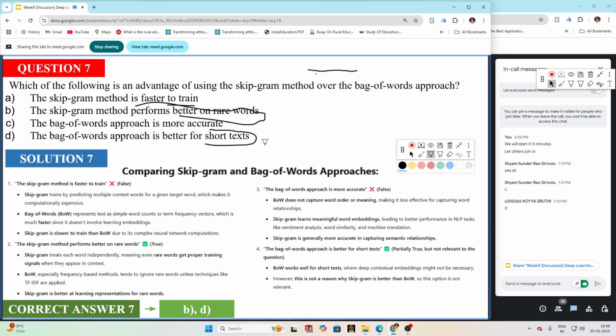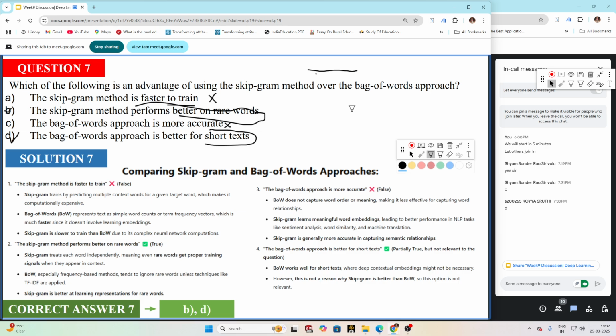As the skipgram model predicts so many context words in the output layer, it is better for rare words, whereas the bag of word approach predicts only one word in the output layer, so it is better for short text. So this is how you can explain. So option B as well as option D is the correct answer. Option A cannot be correct because we all know that the CBOW model is faster to train than the skipgram model. And option C, the bag of word approach is more accurate, we also cannot say anything about this. So option B as well as option D is the correct answer.